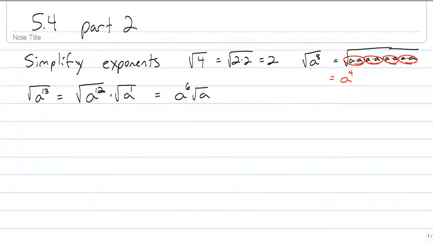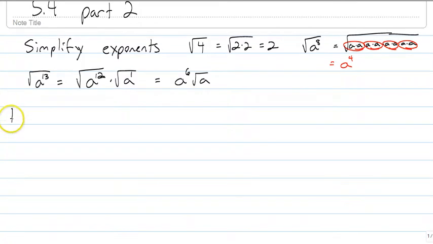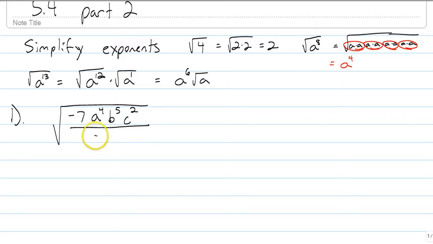So now let's look at some problems that we can do together. Number 1. We have this big thing. Square root of -7 a to the 4th b to the 5th c squared all over 14a to the 5th. Now, I know we're going to talk more about exponent properties in the next chapter, but hopefully you guys realize that when you divide, you can cancel out and simplify. First thing you should always do before breaking all these down is to simplify the fraction. So I'll write that, simplify fraction.